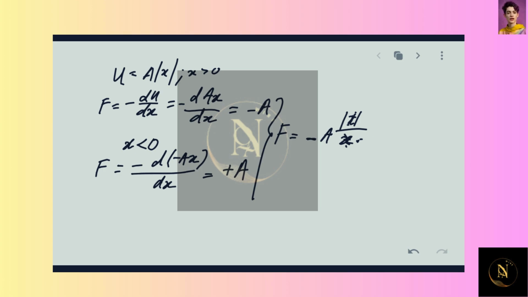Now, this is of course not valid for x equals 0, just as this potential is not differentiable at x equals 0. It's a kink at x equals 0. Therefore, it's not differentiable at this particular point, and therefore the force is not actually valid at the kink, where x equals 0.